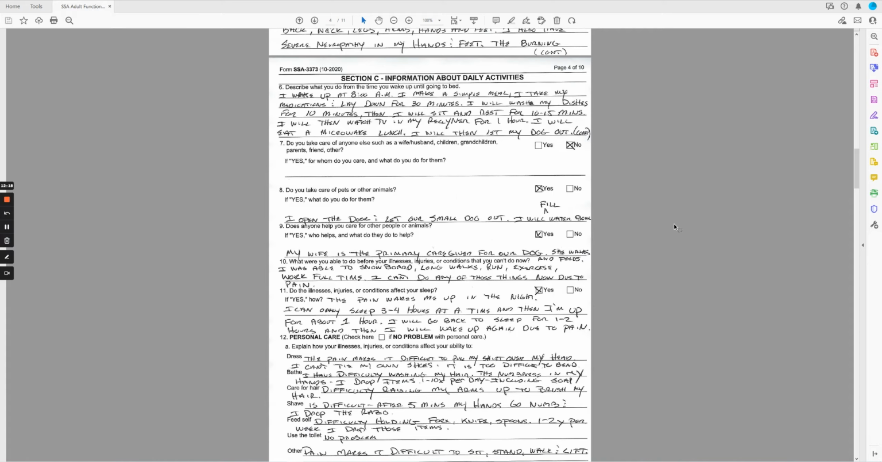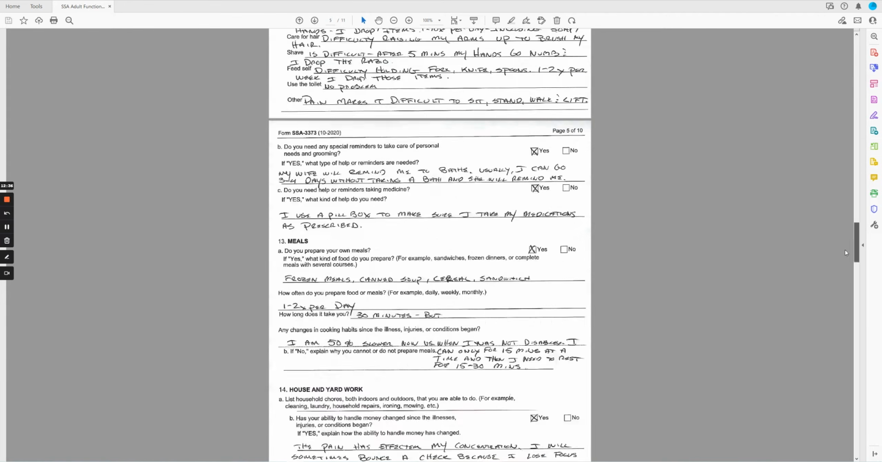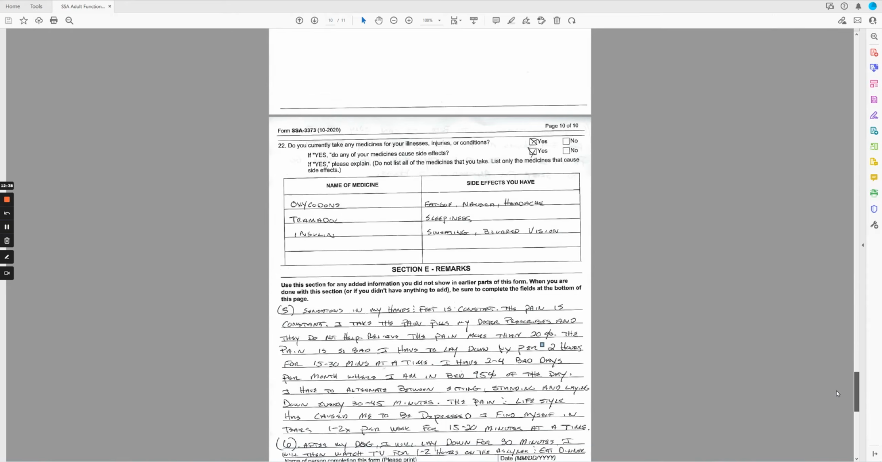I will wash my dishes for 10 minutes. Then I will sit and rest for 10 to 15 minutes. I will then watch TV in my recliner for 1 hour. I will eat a microwave lunch, and I will then let my dog out. And then I continue this on because I ran out of room. I go down to page 10, and then I'll show you what I did there on page 10.